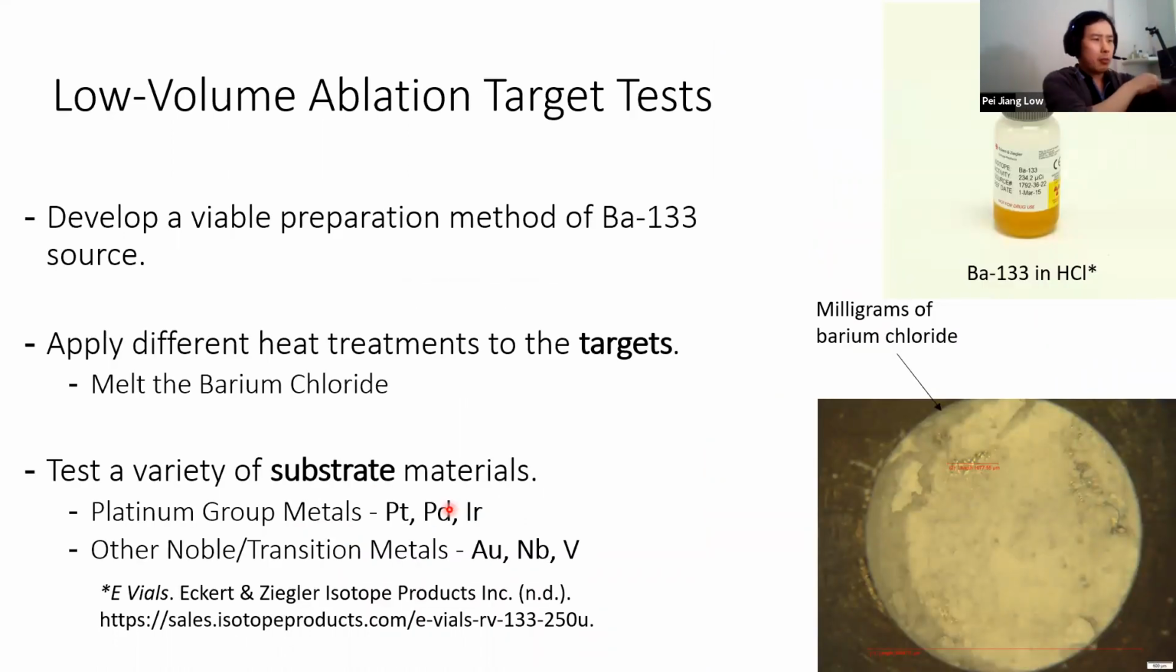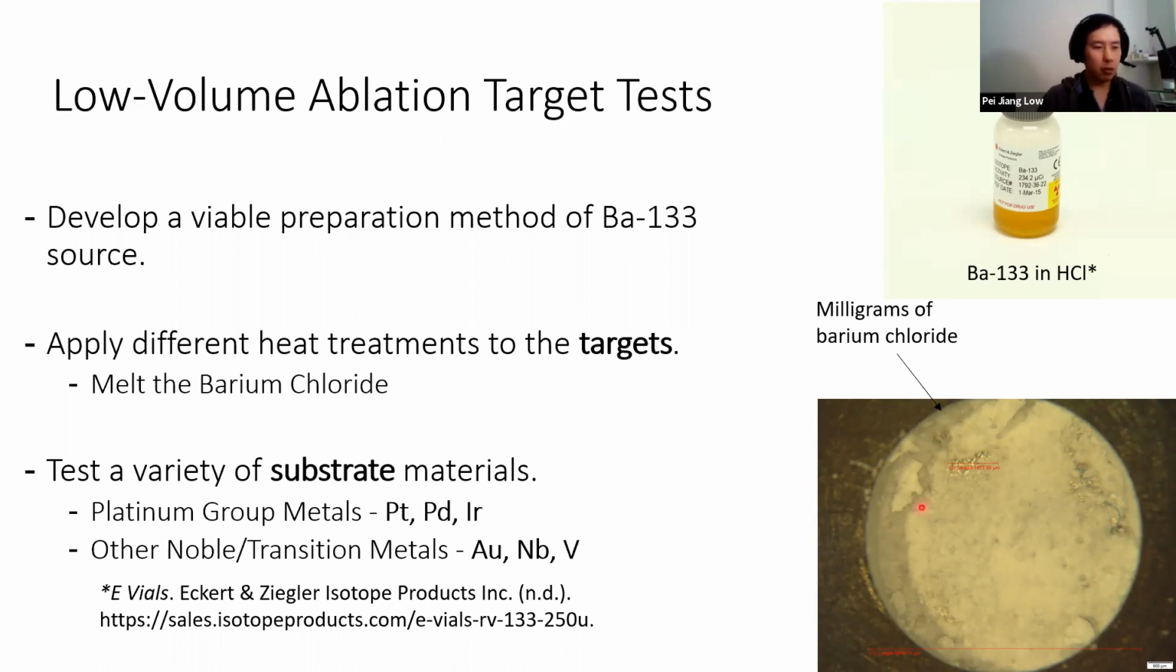So we are doing a separate set of experiments to test this as well. For this separate set of experiments, we are trying to develop a viable preparation method for preparing micrograms of barium salt that we can still load. So we are trying different heat treatment methods and also different substrates as well. And over here is a picture of a thin layer of barium chloride salt, although this is natural abundance, so it is in milligrams. Although it is in milligrams or micrograms, it is still much thinner already compared to the high volume target that we have in our trap.